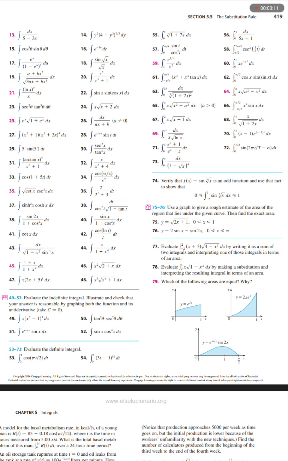The integral from 1 to 2 of x times the square root of x minus 1 dx. The integral from 0 to 4 of x over the square root of 1 plus 2x dx. The integral from e to the power 4 of dx over x times the square root of natural log of x.